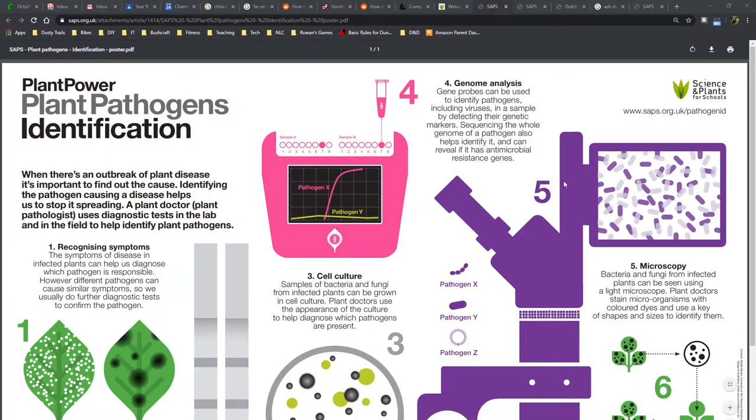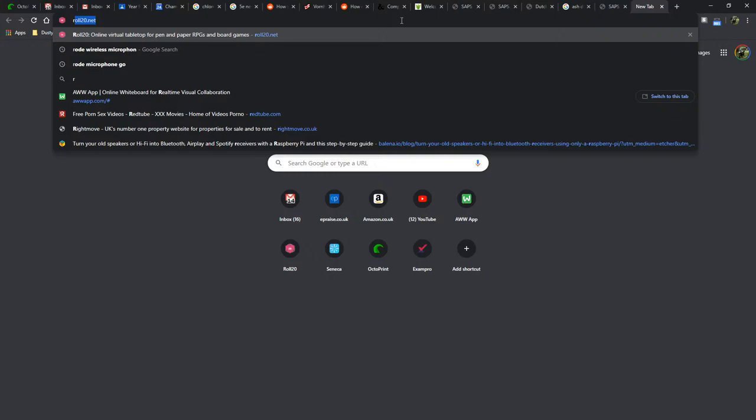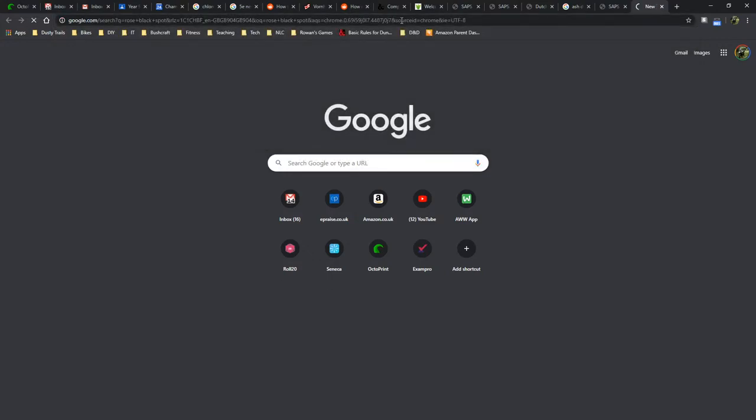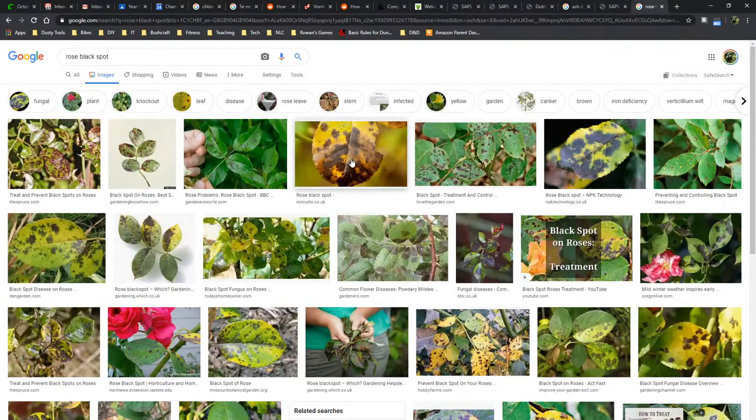So if we're looking at things like rose black spot, we can go in here quickly and have a look at rose black spot. You'll notice it's fairly common. We've got these black spots on the leaves. It's not just on roses, so we can have it on other plants as well. We can get discoloration, so we've actually got a process here called chlorosis, where there's less chlorophyll in the leaves. But we've also got all of these black spots as well. So it's a really easy one to identify.